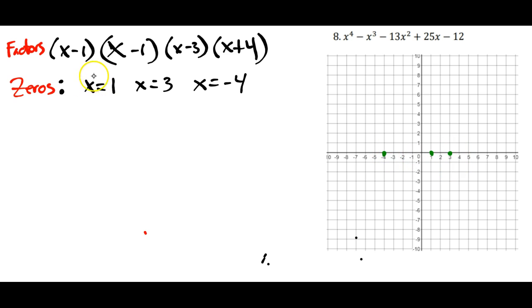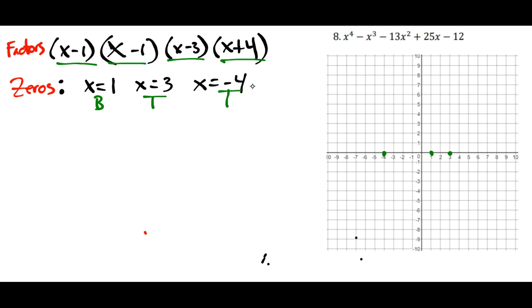When I look at the multiplicity, 1 came from the x minus 1. That's listed twice. That's an even number, so it's going to bounce there. 3 came from x minus 3. That's listed once, so it's going to go through. x equals negative 4 came from x plus 4. That's listed once, so it's going to go through there.